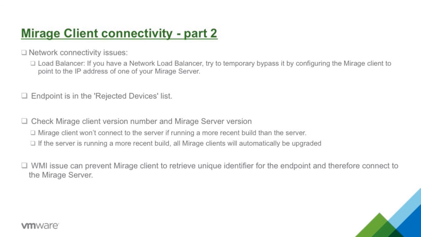You can also have an issue where the Mirage client cannot connect to the Mirage server if the device has been rejected from the Mirage console. You also need to make sure that the Mirage client is not running a newer version than the server. So the Mirage server always needs to be running the latest version. The Mirage client will be automatically upgraded, so you don't need to worry about how to upgrade the client.